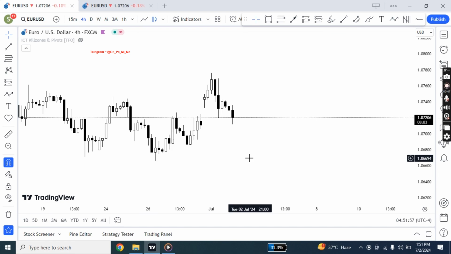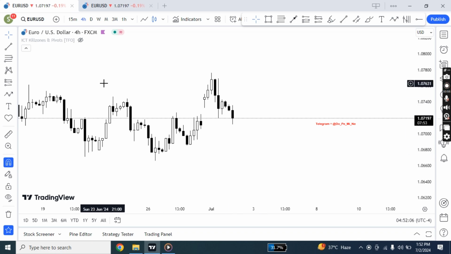Now, this is a trade breakdown from last week. It's a bit delayed because I was traveling and I had a sore throat, which you could probably guess from my voice, but forget about it, it's not a big deal. Now, let's move on to the breakdown.